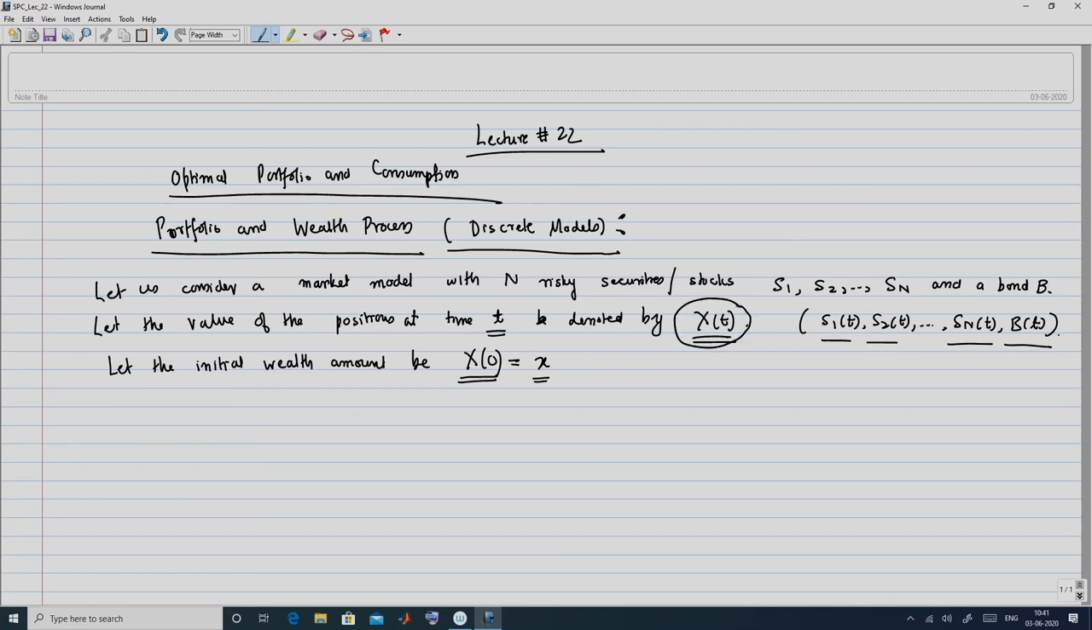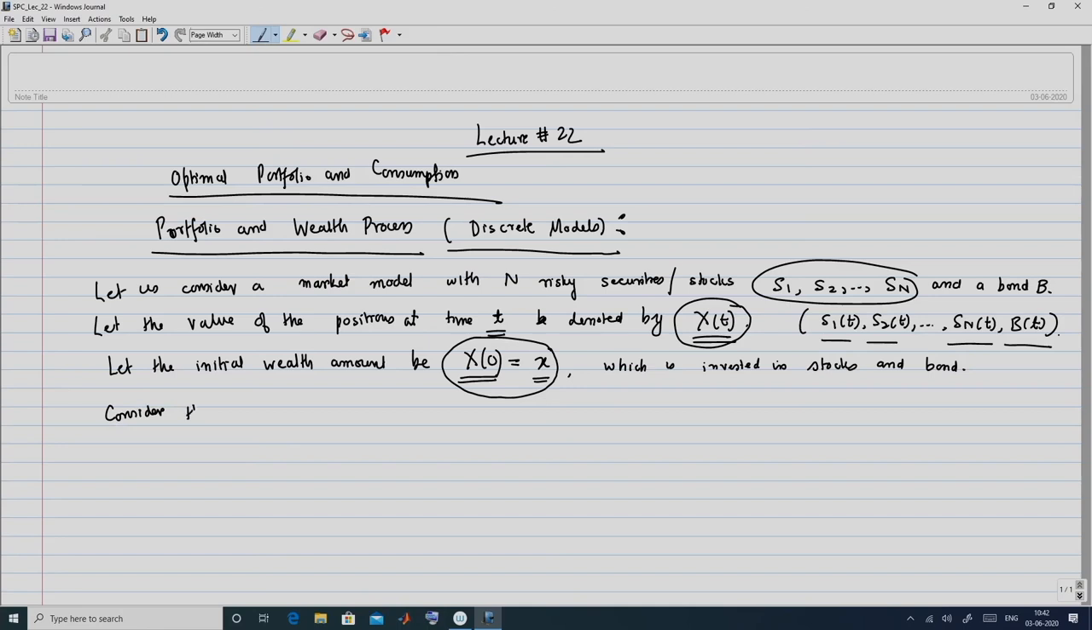So, let us now get focused on what is going to be my wealth process X of t, subject to us having started off with the initial amount to be invested as being some little x. And this initial amount is invested in the capital N number of stocks and bond. So, we now consider the problem in the single period framework. That is, trading happens at say time t equal to 0 and t equal to 1.